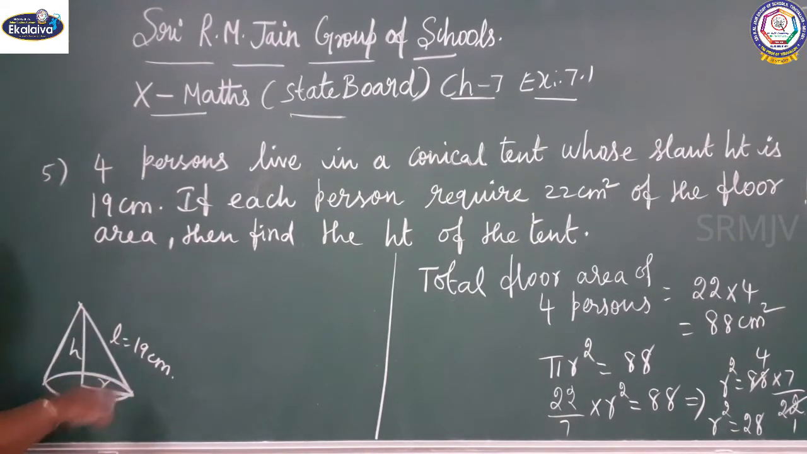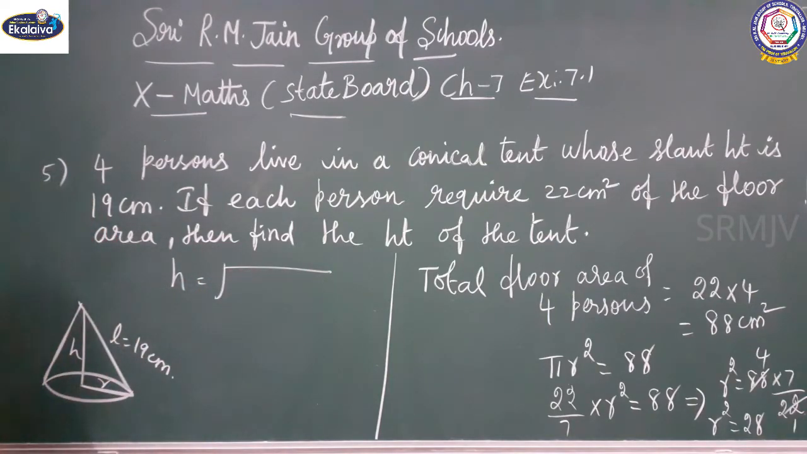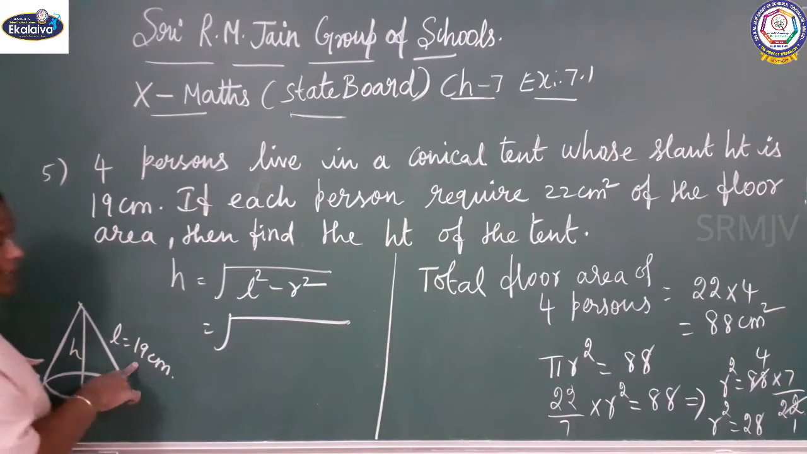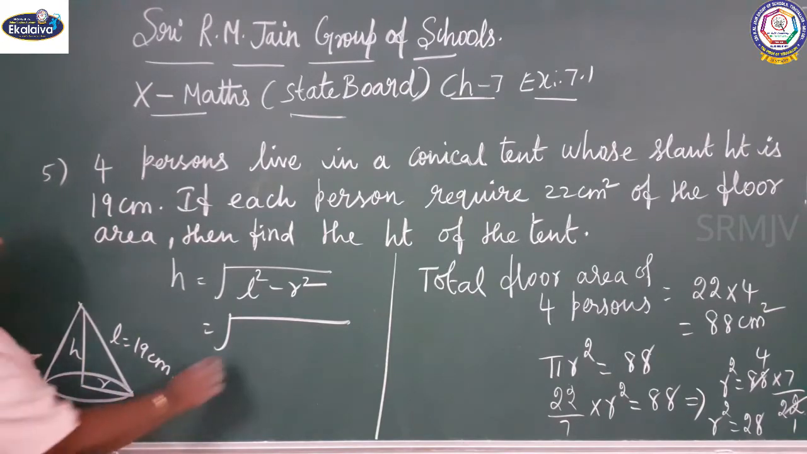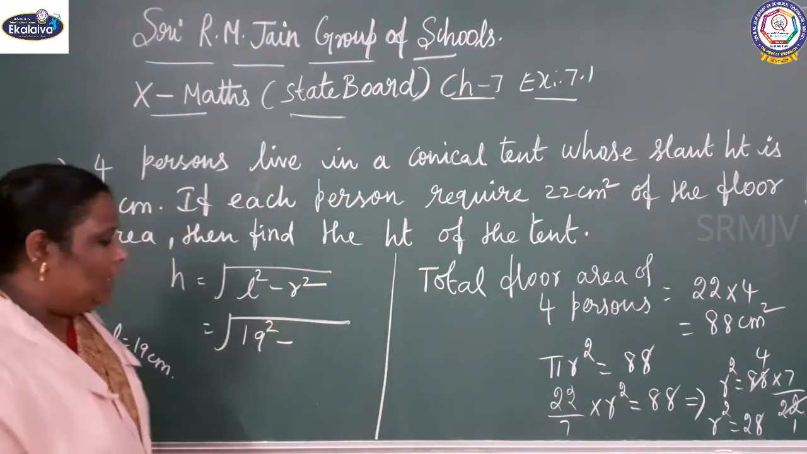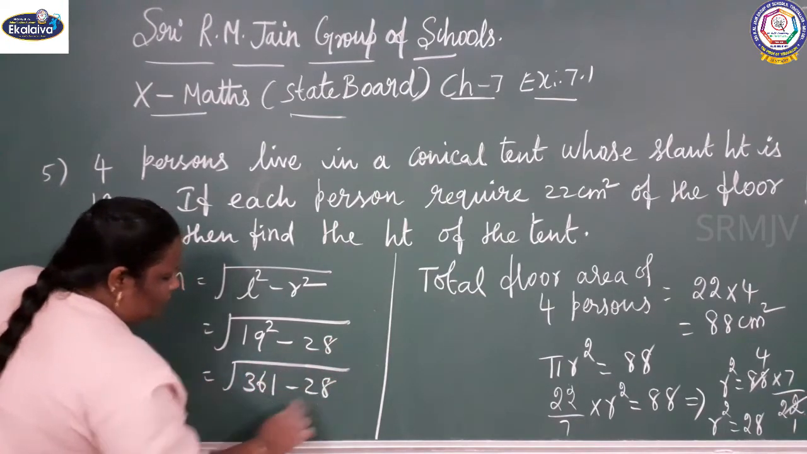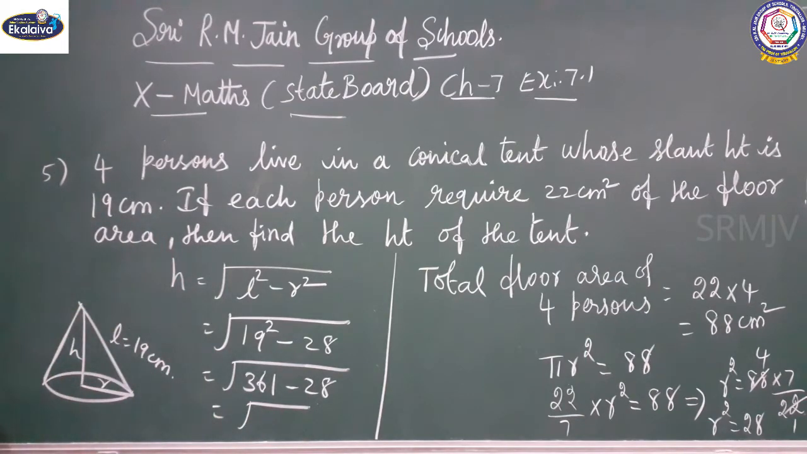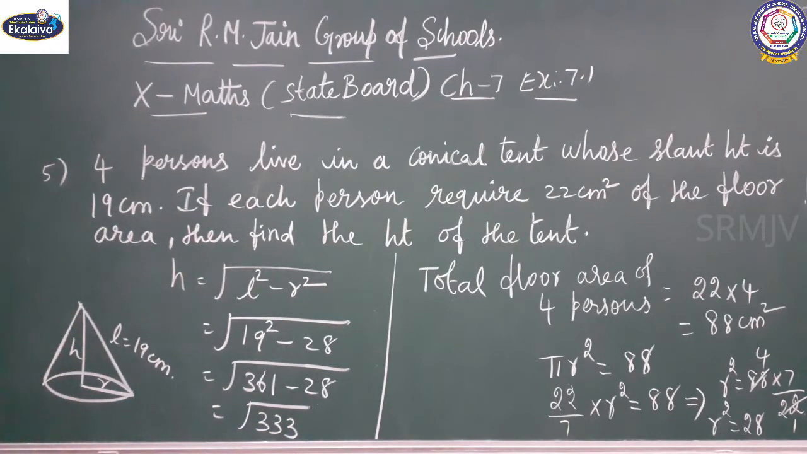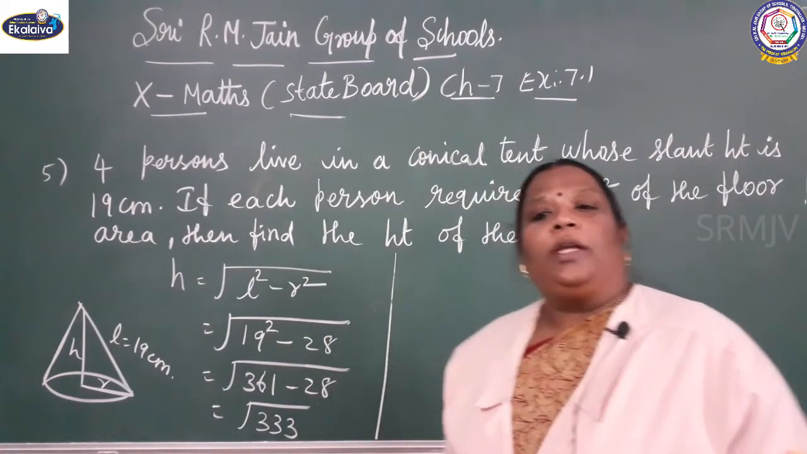So what is the formula? We can use the Pythagoras theorem in the right angle triangle. Height h equal to root of L square minus r square. Root of L square, 19 square is 361, minus r square, which you can take as 28. So 361 minus 28 is 333. The height is root 333.